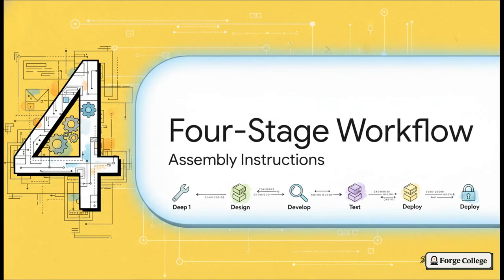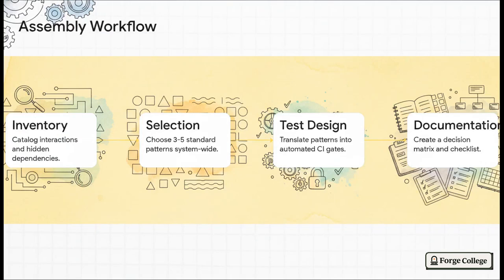Let's dive into section 4, the 4-stage workflow. These are your step-by-step assembly instructions. If you've been working your way through the Solidity and Ethereum quests here at Forge College, especially as we tackle this multi-contract system in our final quest, you know that structure is everything. You just can't wing this stuff. So we use this exact 4-stage workflow to turn ad hoc coding into a durable policy.